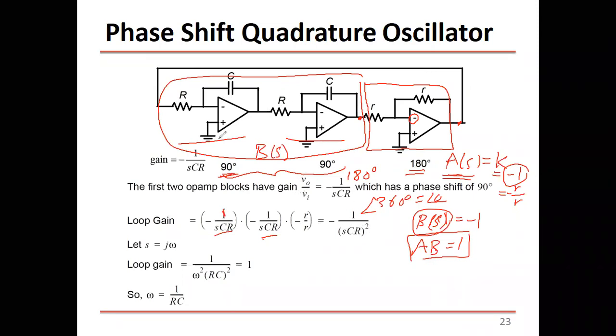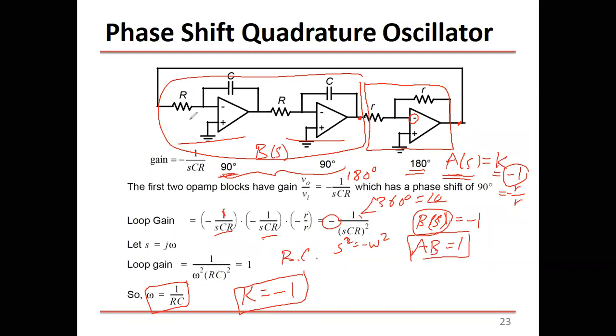Again, we have to find B of S, A of S, multiply them, and equate this with 1 as the Barkhausen criterion. Okay, so if you multiply them together and equate this with 1, and equate the real part and imaginary part, and actually here we're going to have just the real part, because 1 over S square is minus omega square, and since you have a minus here, this will cancel, because S square equals minus omega square. Then this minus will cancel, and you will have this condition omega equals 1 over RC. And how much is K? K has to be -1. So these are the two conditions for oscillation, to have K as -1 and omega as 1 over RC.